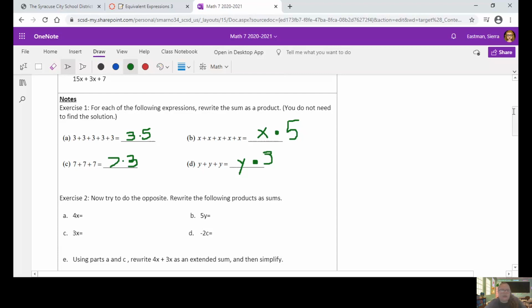The next exercise that we're going to do is kind of the opposite. Now they're giving you one term and they'd like you to break it down as a sum. Okay, so right now we can think of this 4x as a 4 times x, right? We always have that multiplication in the middle. But if they want this as a sum, we're going to have to take that x and add it 4 times. Okay, x plus x plus x plus x.